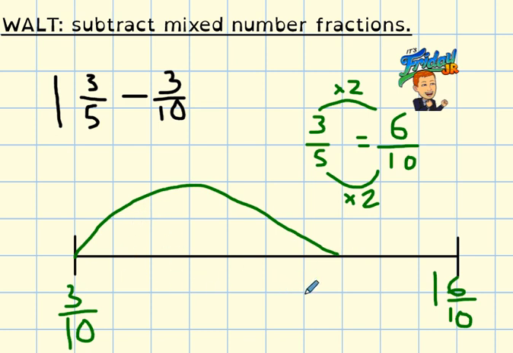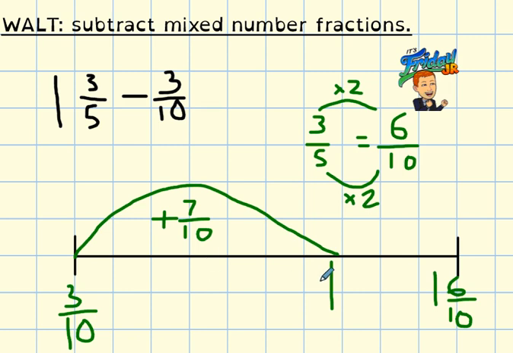How do I get from 3/10 to 1/2? I'm adding 7/10. Yeah? 3/10 add 7/10 gives me 10/10, same as 1.